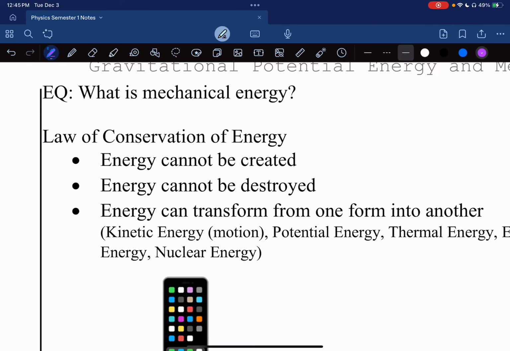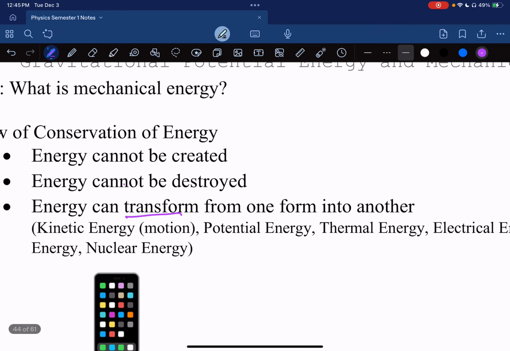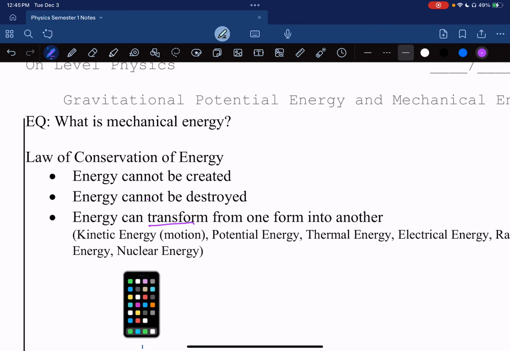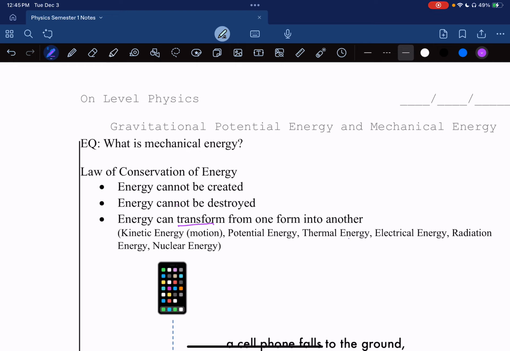You may recall the law of conservation of energy, that energy cannot be created, it cannot be destroyed, but it can be transformed from one form into another. So we have different types of energy here. We have thermal energy, which is like heat, electrical energy, radiation, nuclear energy, kinetic energy, potential energy.